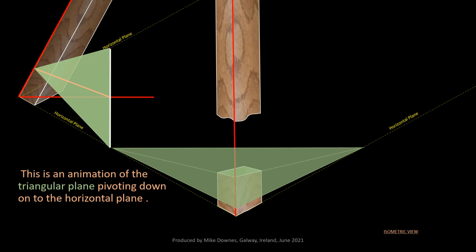This is an animation of the triangular plane pivoting down onto the horizontal plane or floor plane on two legs. Note the base of the triangular plane cuts square across the plan view of the hip line, shown in red. This relationship can happen anywhere along the plan of the hip line. For example, the nearest triangular plane here rotates up from the end of the hip line, while the other example rotates up from a junction about a third of the way along the hip line, you'll notice.